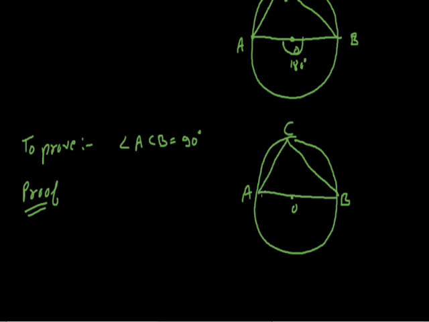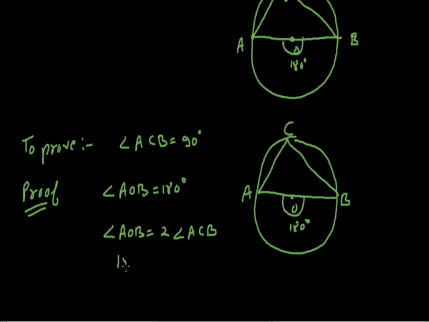As we know that AB is a straight line, the diameter, this arc AB will form an angle at the center of 180 degrees because AB is a straight line. So therefore angle AOB is equal to 180 degrees. And we already know that the angle made by the arc at the center is twice the angle made by the same arc in the alternate segment. So we can say that angle AOB is twice the angle ACB.